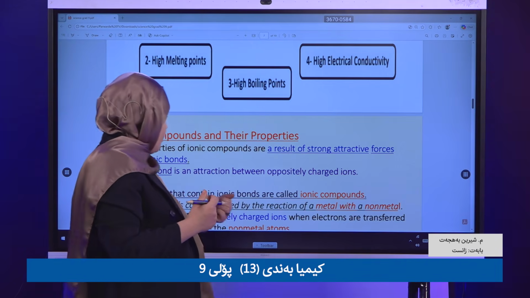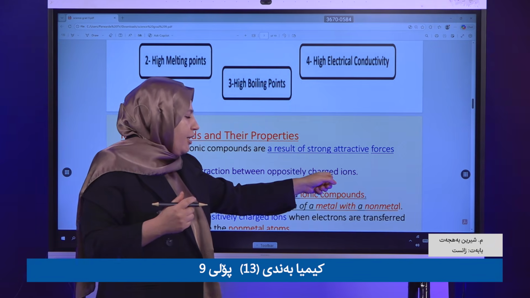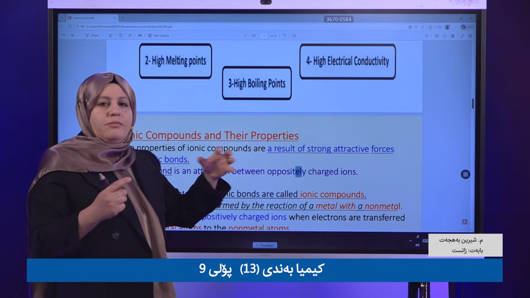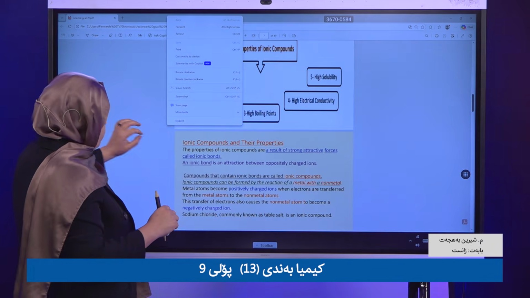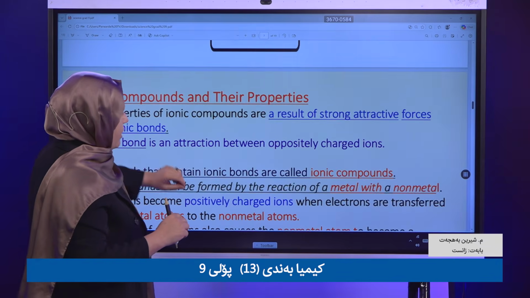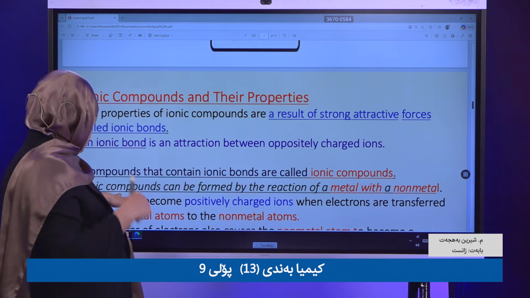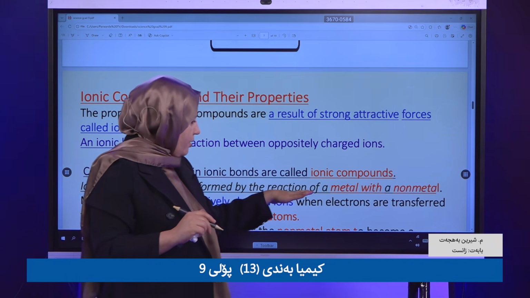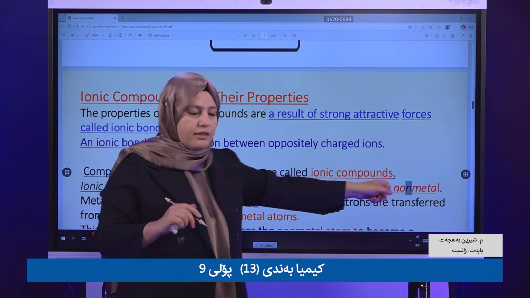That's why in an ionic compound there is attraction between oppositely charged ions. What does oppositely charged mean? It means the reaction is between a metal and a non-metal. Clear? Ionic compounds contain ions joined by what is called an ionic bond. Ionic compounds can be formed by the reaction, as I mentioned before, of a metal with a non-metal.